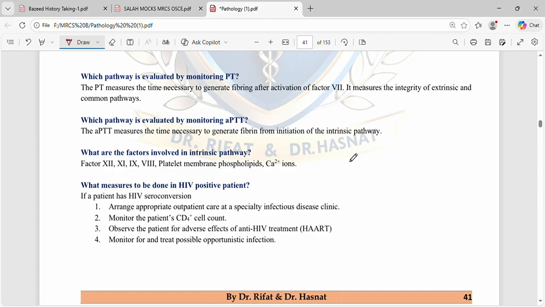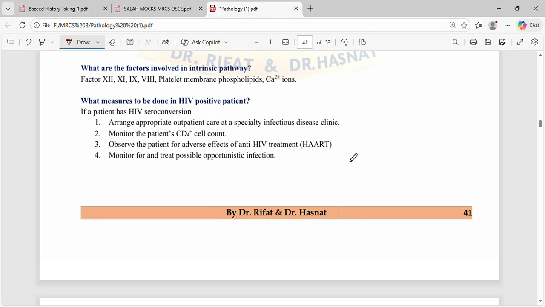Monitor for and treat possible opportunistic infections. So what will you do? Treat opportunistic infections, monitor CD4 count, and check for therapy complications, because some drugs cause acute pancreatitis, some cause vitamin deficiencies. So you have to check for deficiencies, monitor for complications of the therapy, and arrange appropriate outpatient care at a specialty infectious disease clinic.